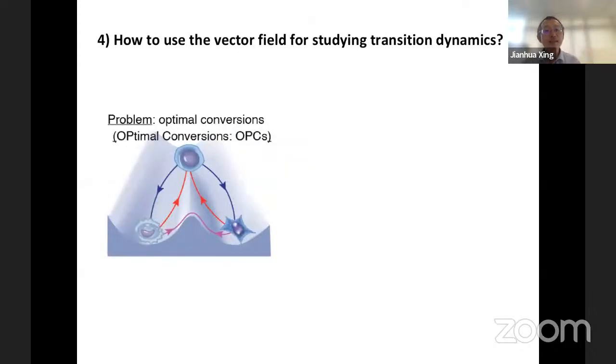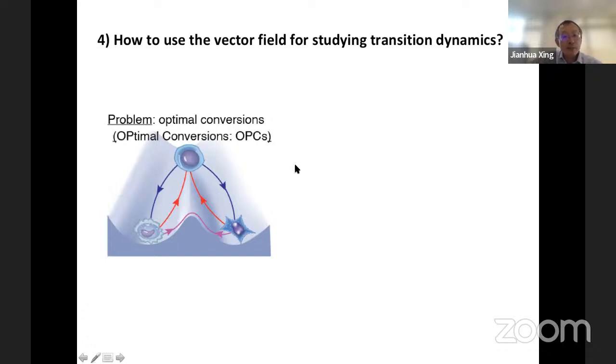Another analysis is, when we have this vector field, we can study the transition dynamics, especially when we do reprogramming or when we change phenotype. We want to know how we can efficiently convert one phenotype to another, or in some medical practice, you really want to slow down or abolish that process, right?